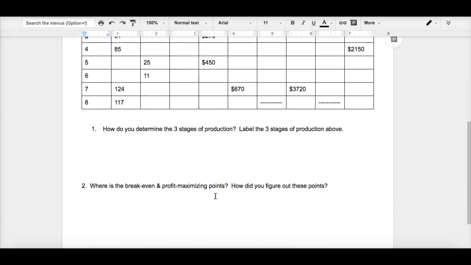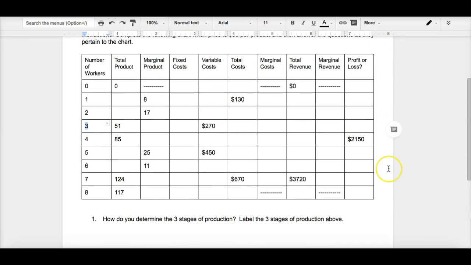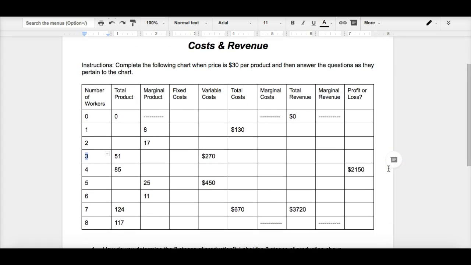At the bottom, there's 2 questions. Make sure you label the 3 stages of production, and then tell me where the break-even point and the profit maximizing point are. You can do that over on the right over here. Okay? Work together on this. Help each other out in your groups. On Wednesday, before we do our Kahoot in class, we will go over the answers to this. This will be part of your notebook check, so please make sure you at least give it a good shot. All right. Again, email me if you have any questions.